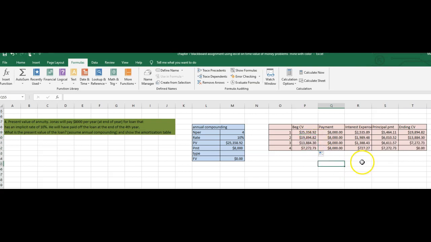So if I've done this correctly, what we see is that he pays $8,000 each year. The amount of interest is getting smaller and smaller. Why? Because the carrying value is getting smaller and smaller. You're going to pay less interest when you owe less principal, right? And so this is the beauty of time value of money, that we can actually see that as this passes, he'll be all paid off at the end of the 4th year. So that's how we do an amortization table for a loan installment.